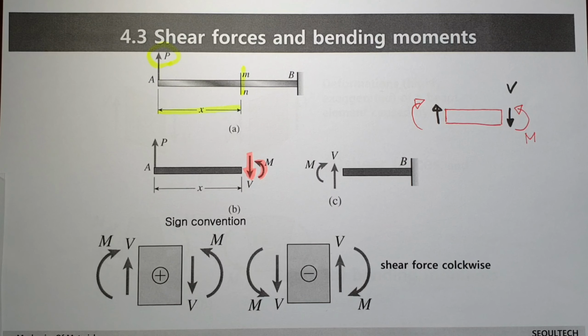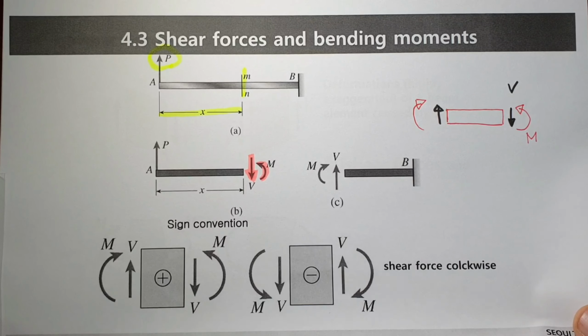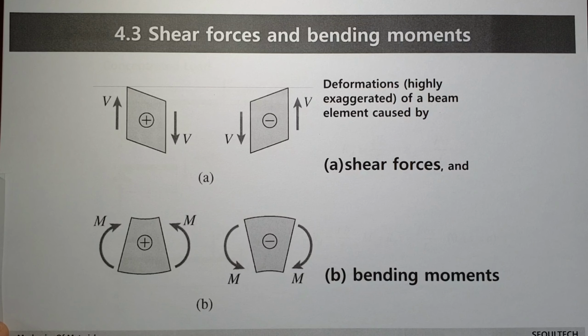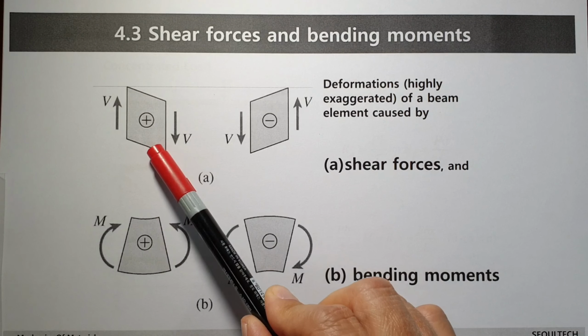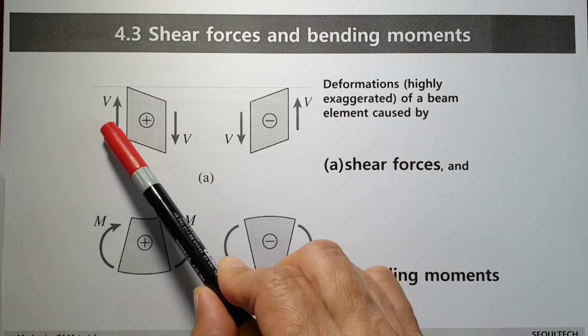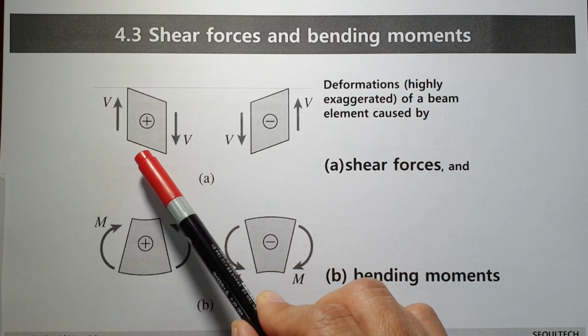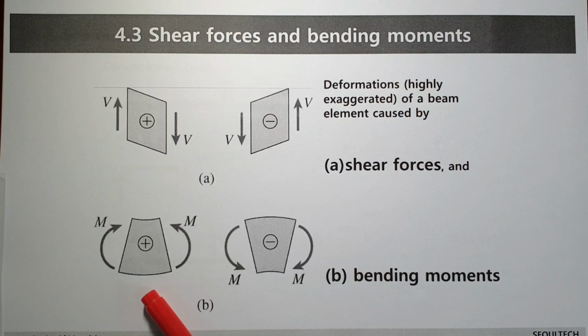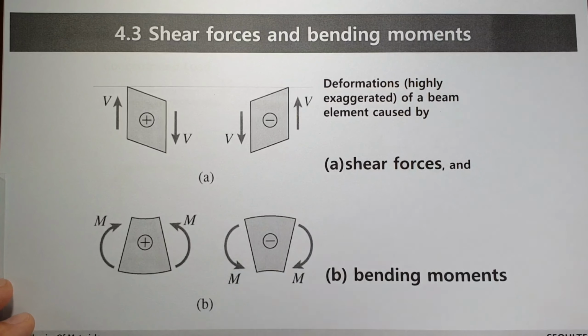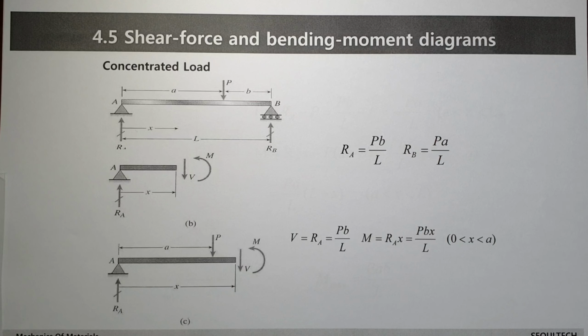For the next step, arrangement of formulas. Now let's think again about the positive directions: the downward direction and the upward direction. Upward direction is positive, and in the case of bending moment, this kind of shape is positive. We can use this. Now let's think about an example: shear force and bending moment diagram.